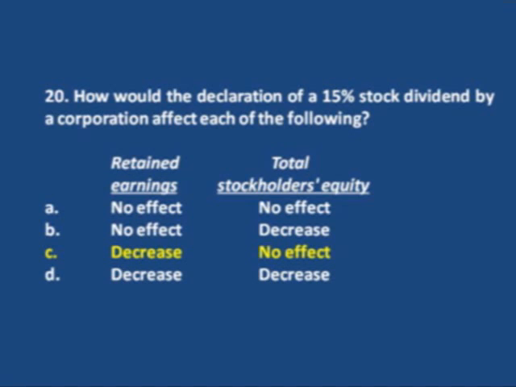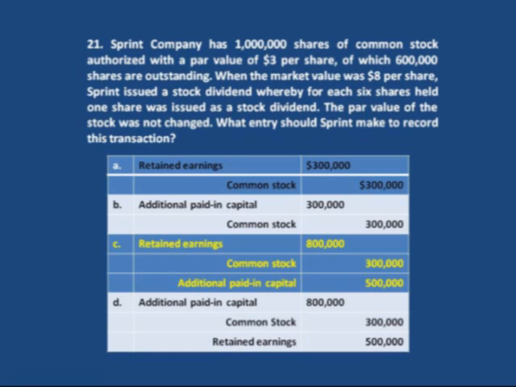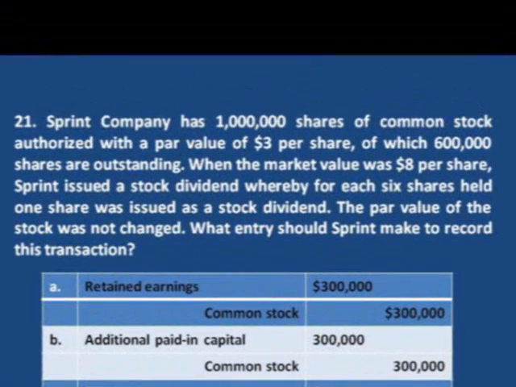Okay, I got two great questions for you here. Two absolutely classic questions. If you get these two questions, you understand stock dividends. Question 21: Smith Company had 1 million shares of common stock authorized. Remember, authorization, no journal entry.